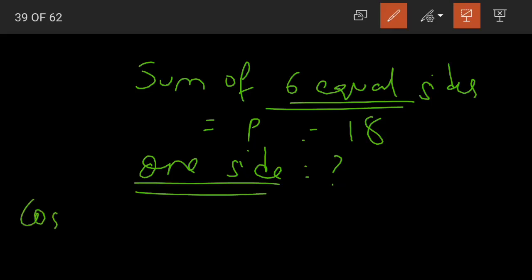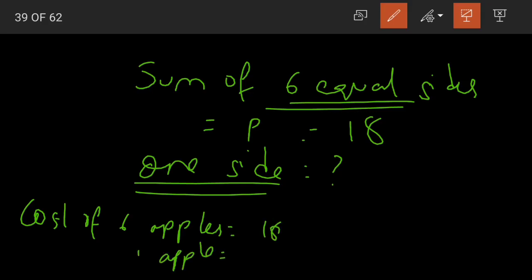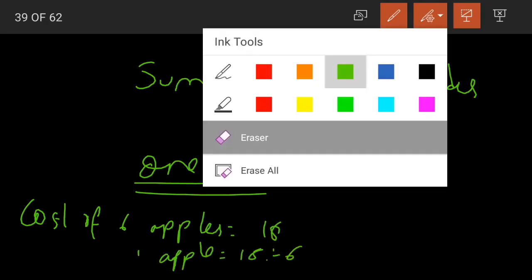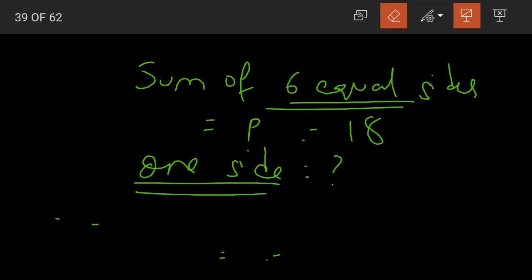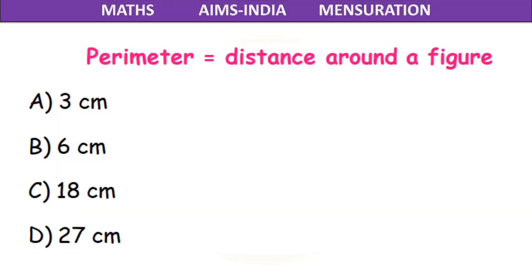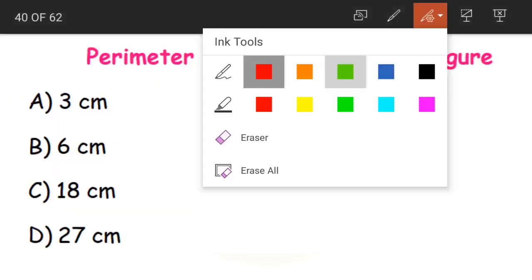If I say the cost of 6 apples is 18, then the cost of one apple becomes how much? 18 divided by 6. Yes or no? So in the same way, even here the length of one side equals to how much, children? 18 divided by 6. Understood? 18 divided by 6, that is equal to 3. Now this 3 is the length of each side of the given hexagon. What is it? 3. Option A, 3.